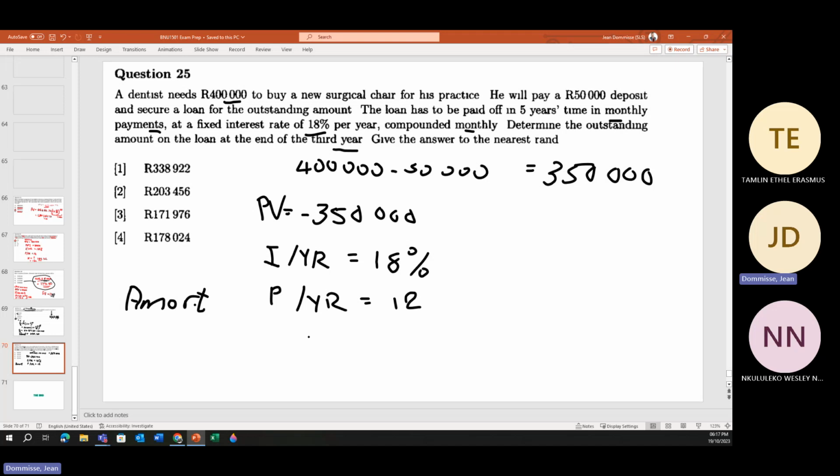And also I just need to make sure that, okay, so I get that my future value after 3 years is 219,991. So determine the outstanding amount at the end. So let's just quickly see if this does make sense or not. And can it be, and did I make a mistake somewhere? 350,000. Fixed interest at 18%.